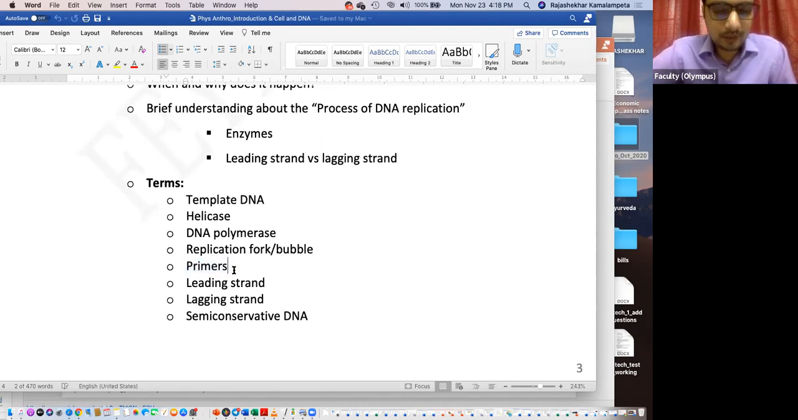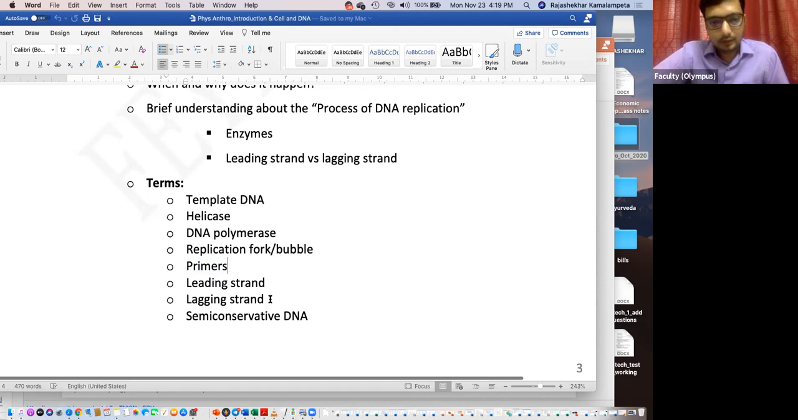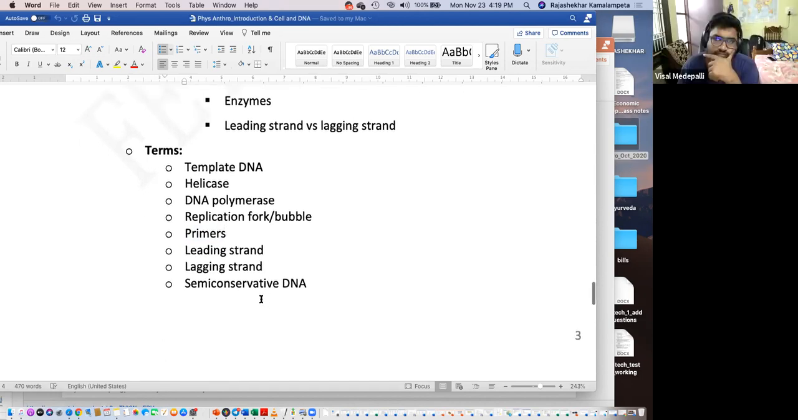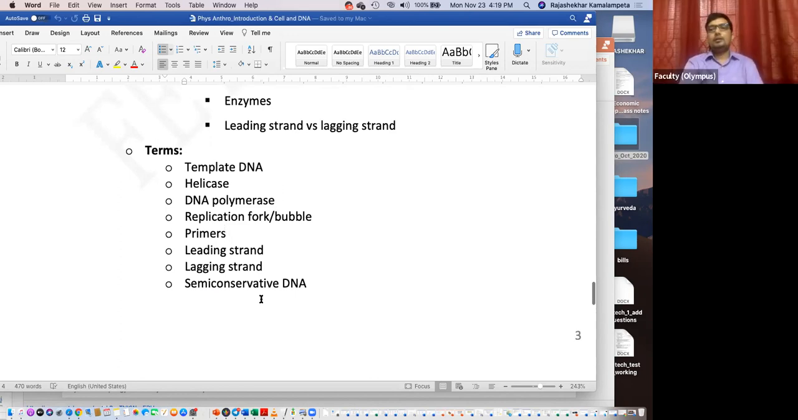Okay, so primers are those few stretches of nucleotides. Leading strand, lagging strand, we already talked about, right? Semi-conservative DNA. What is semi-conservative DNA? Where a part of the old DNA is conserved in the new DNA. Correct. So semi means the newly formed DNA contains one old strand, one new strand. So semi, partially conserved.